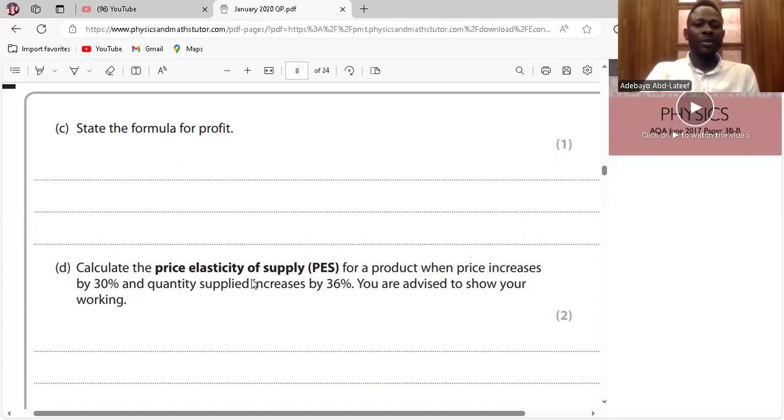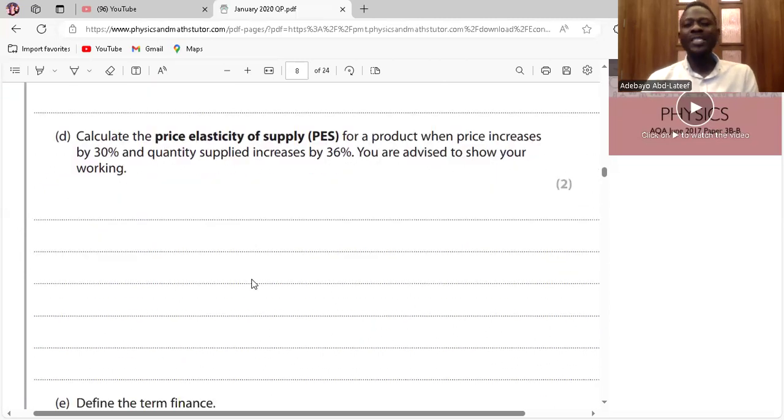Yes. So go to D. Calculate the price elasticity of supply for a product when price increases by 30% and quantity supplied increases by 36%. You are advised to show your working. What is price elasticity of supply? It is the degree of responsiveness of the quantity supplied of a product to a change in price. So PES is percentage change in quantity supplied over percentage change in price. Here we have 36%, the change in supply, divided by 30%, the change in price. It gives us 1.2. Do you get that? Yes. So move on.